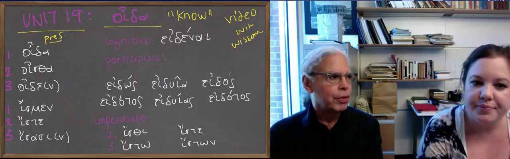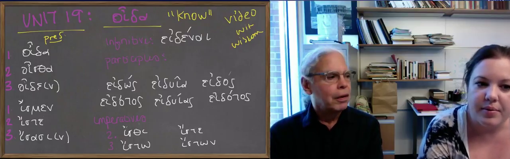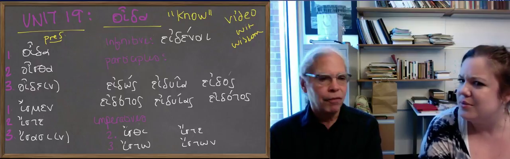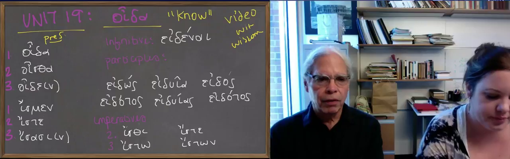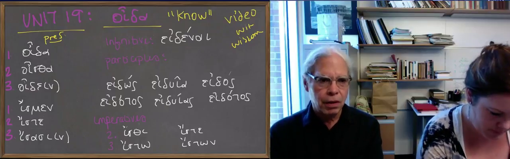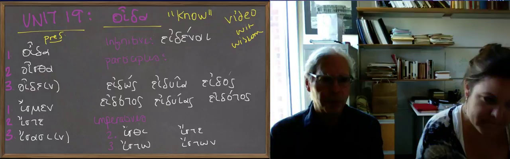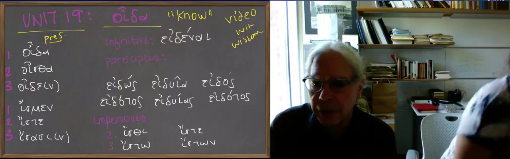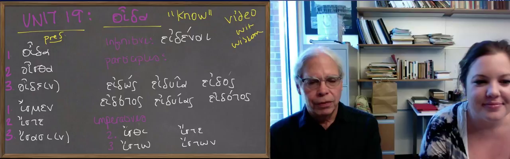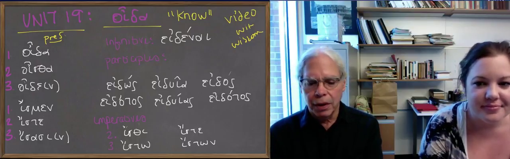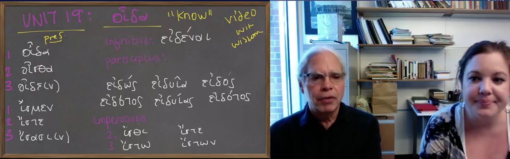Where else did we see it? We saw it in the imperfect of eimi, where you have essta. Yes, exactly, those are the other places. Anyhow, it's an active ending.